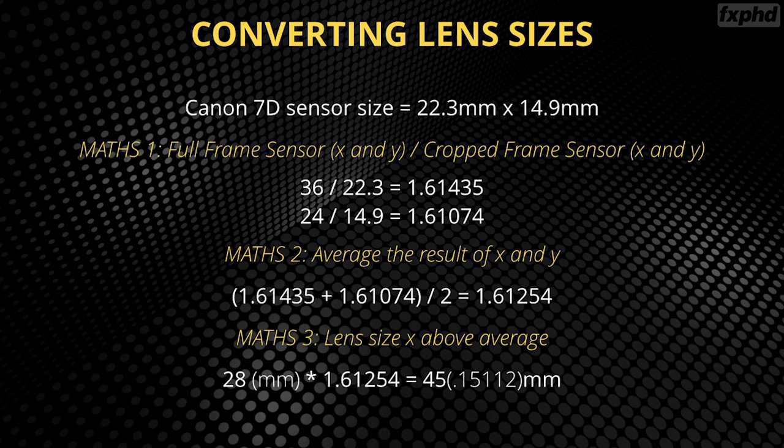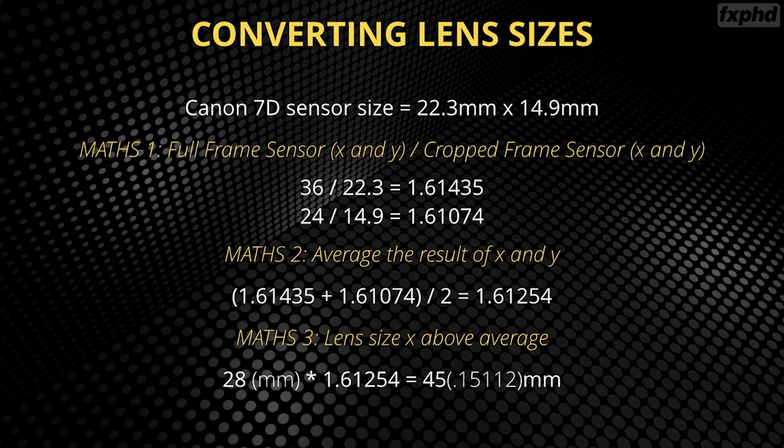So we take our full frame 36 width and divide it by 22.3, and that gives you 1.61. And then we take our 24 millimeter height of the full frame sensor and divide it by the cropped frame sensor size, which is 14.9, and that gives us 1.61. Then we average the result of the X and Y. So we basically take 1.614 and add it to 1.610 and divide it by 2, and that gives us 1.61254. And the more decimal places you have, the more accurate this is going to be.